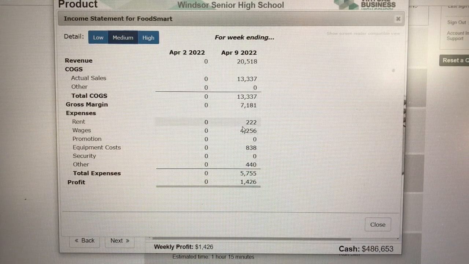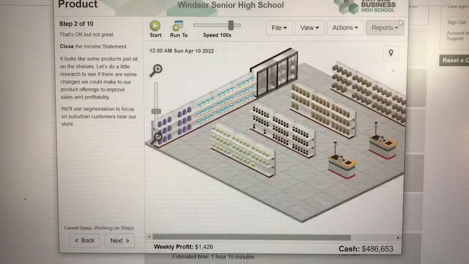And then we still have to pay our rent, wages, promotion, equipment costs, security, and other expenses. And that determines our profit. So not every little bit of money that comes in the store is profit. You've got to pay for your other expenses. So that's the important thing. You also have labor costs. That's your wages and everything along those lines. But that is the income statement.